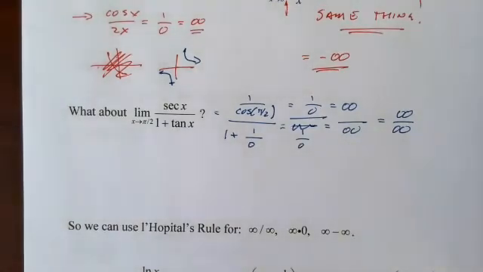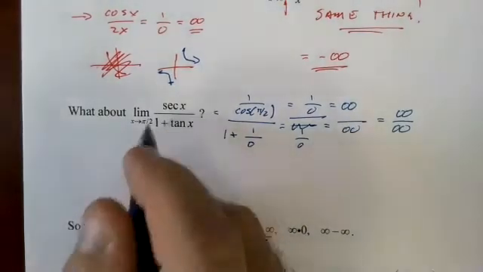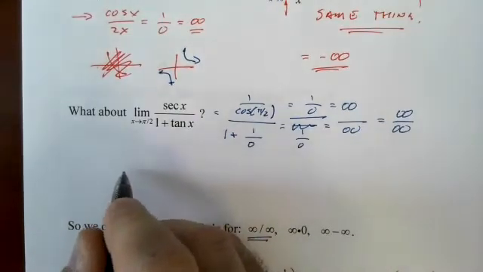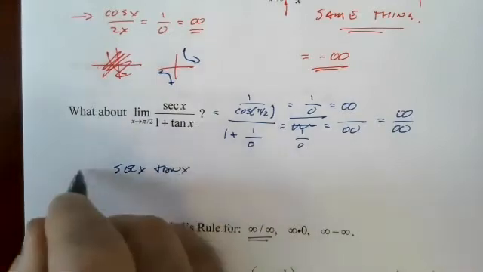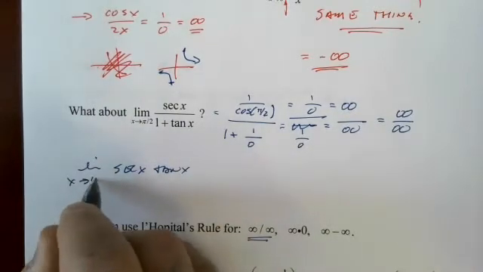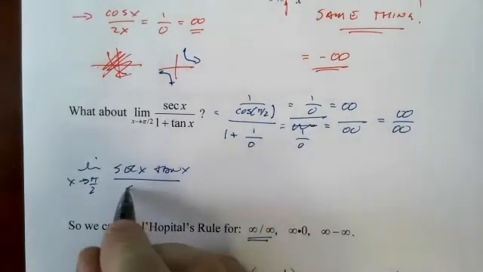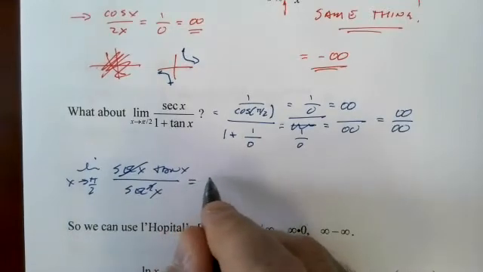Ooh, that's one of the things we're going to do down here. Hey, we can use it for infinity over infinity. Okay, derivative of secant. Secant x tangent x. And we're still doing the limit as x approaches pi over 2 over derivative of 1, secant squared x. Get rid of one of those.